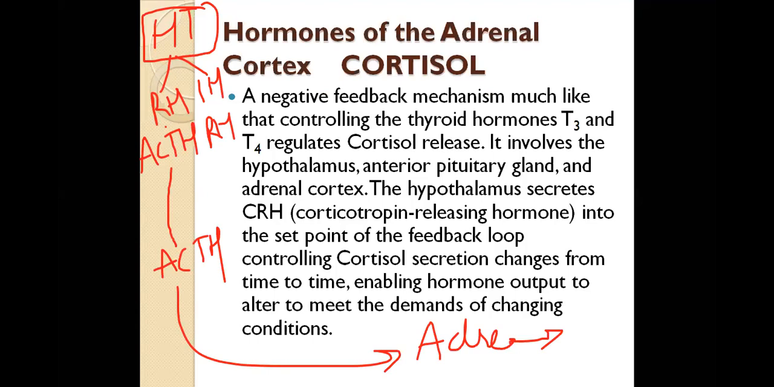Okay, the hypothalamus secretes corticotropin releasing hormone into the set point. That's what I called ACTH-RH, whatever I said is given as corticotropin releasing hormone. It is a set point of the feedback loop controlling cortisol secretion, which changes from time to time, enabling hormone output to alter to meet the demands of the changing conditions of the body. That means everything is under the control of the hypothalamus, isn't it? We can see.